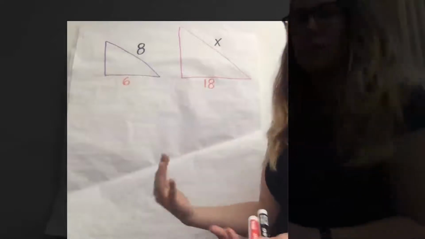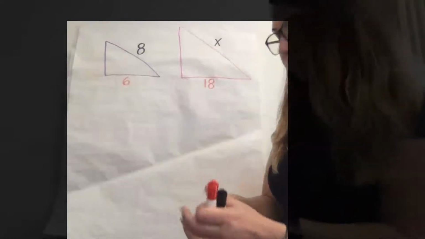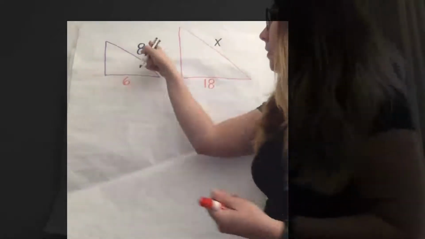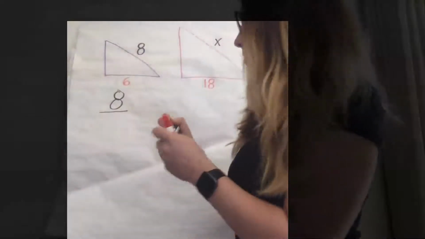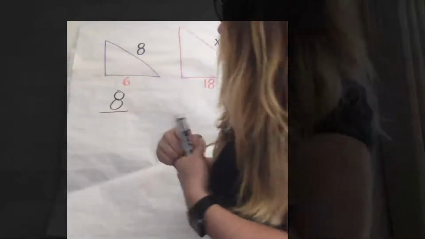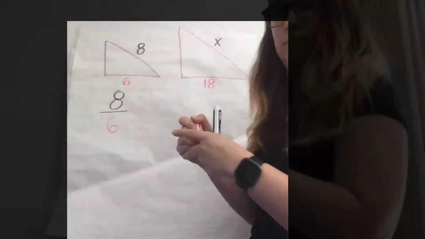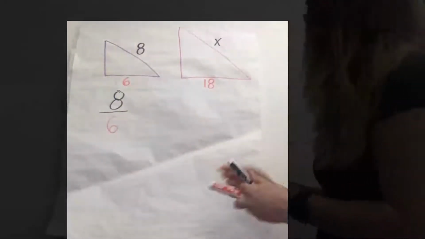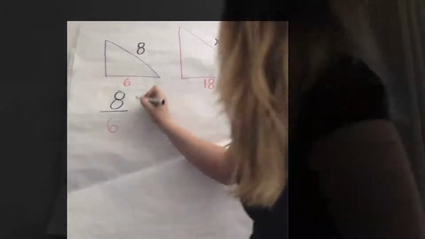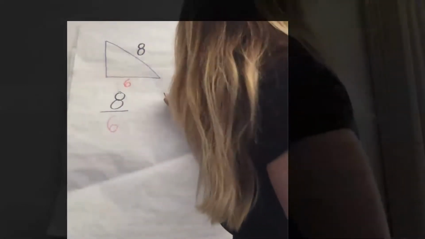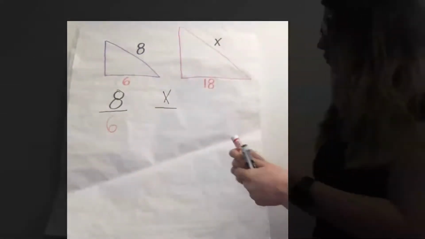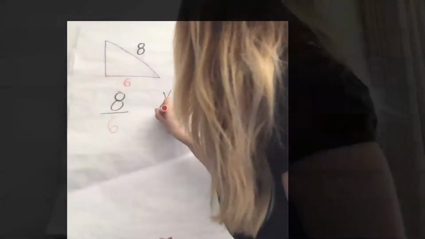So how do we set this problem up? Well, I'm going to first take these two numbers. So I'm going to take 8 over 6, hopefully that you can see that. And I'm going to take x over 18.